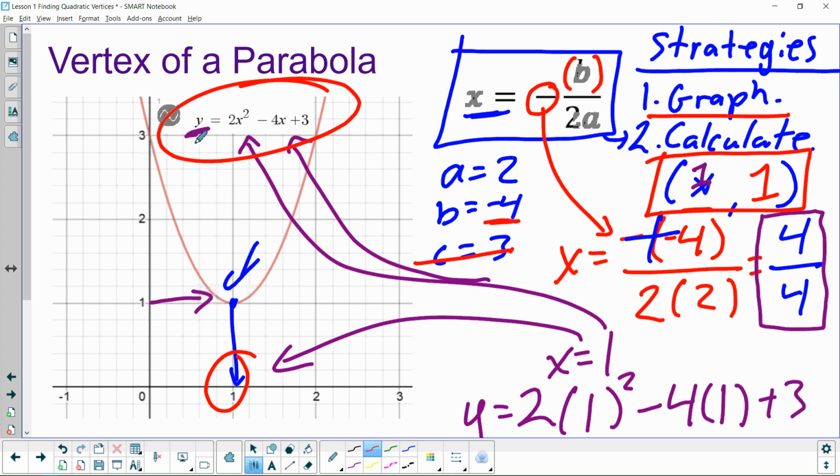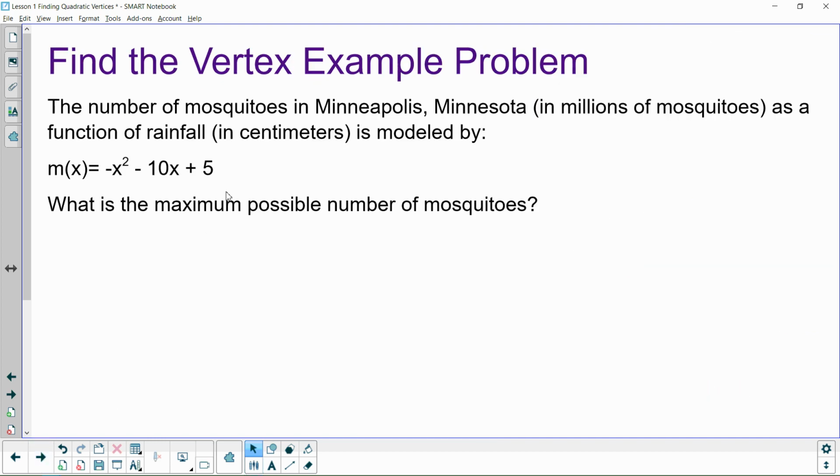All right. So this is the easy kind of baby problem just to get us warmed up. Now, here's what your actual homework problems are going to look like. We have to go find the vertex in a word problem. Oh, I know, you hate word problems, but it's good for you, right? It's like exercise and eating your vegetables.